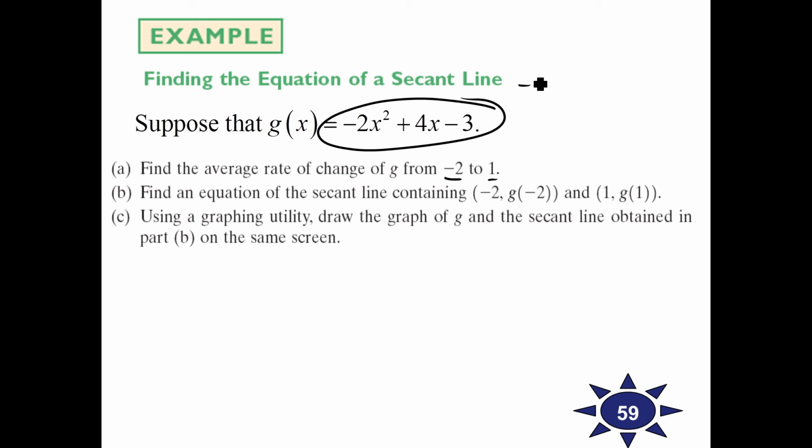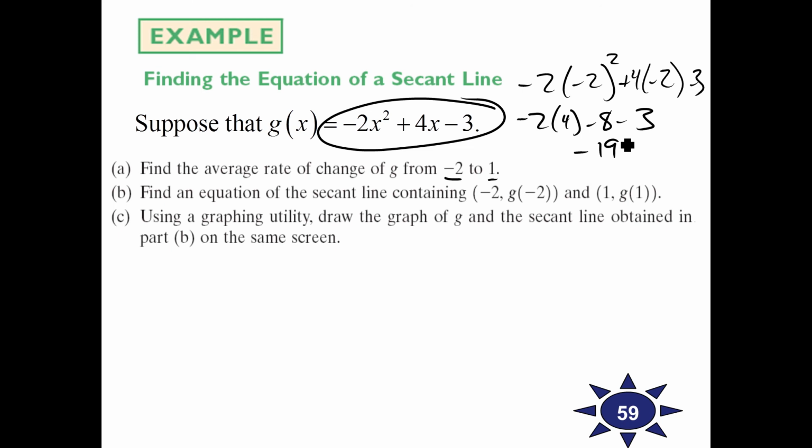Plug in negative 2. Negative 2 times negative 2 squared, plus 4 times negative 2, minus 3. And so what do we have here? Negative 2 times 4, minus 8, minus 3. And so that's negative 8 minus 8 is negative 16, minus 3 is negative 19. And so that'll go on top.